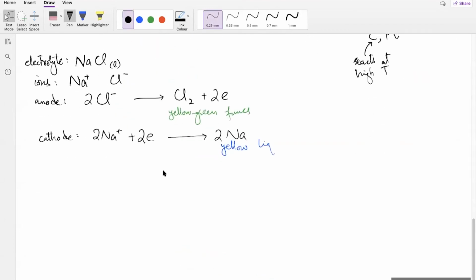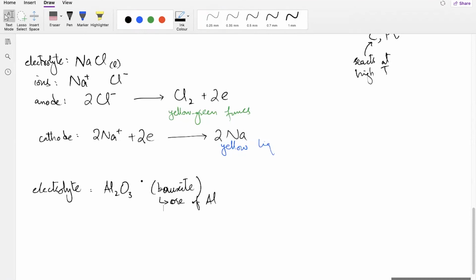So we have another electrolyte, and this time I have Al2O3. What is that? This I get from bauxite. Bauxite. That is the ore of aluminium. Do you understand what ore is? You might have heard about it in geography. Do you know what an ore is?